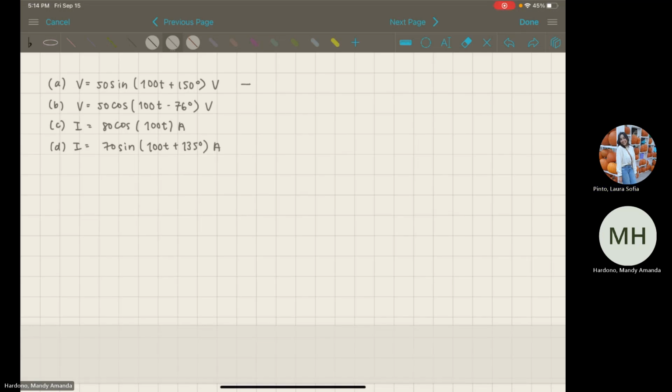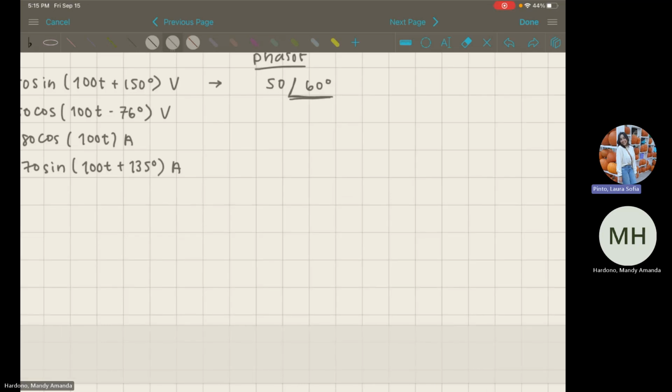So for A, we want to convert that to phasor domain. Then you would use the table that you took a picture of to see how we do that. So any ideas on how it should be done? 50 equals 60. Then how would you get that from that table thing? Sorry, what? How would you get the 60 degrees? Oh, if it's sine, just subtract 90 degrees.